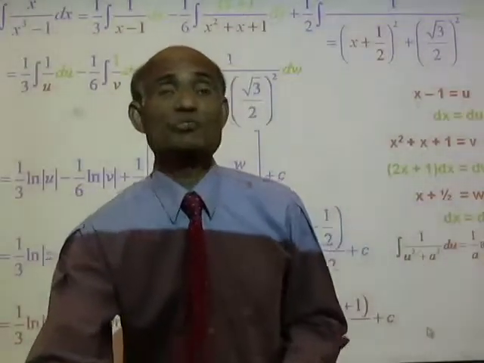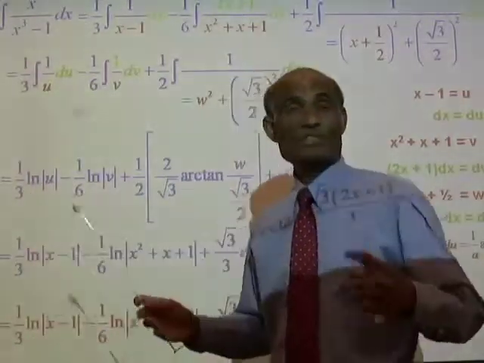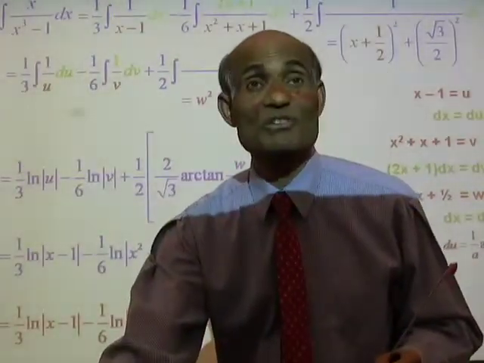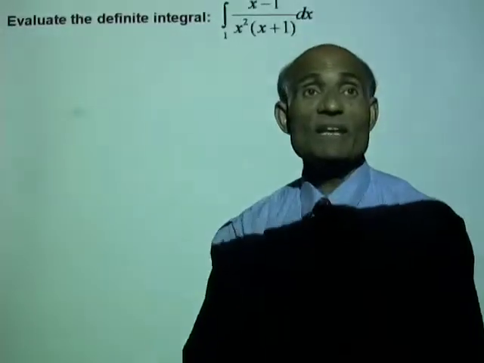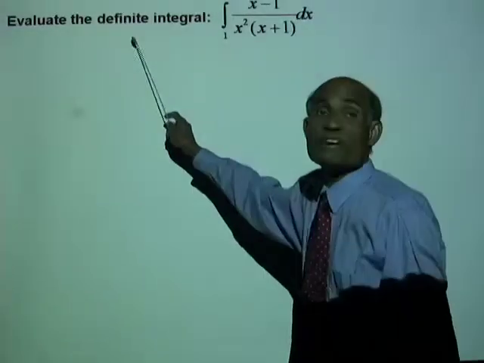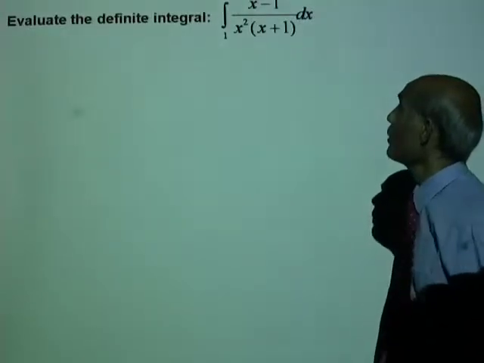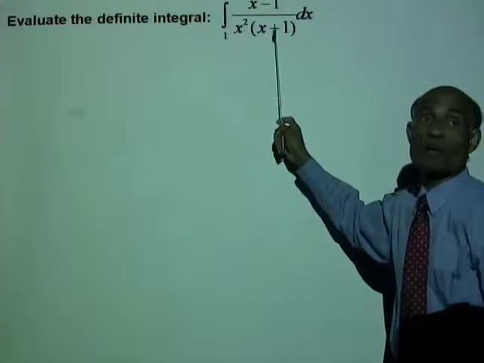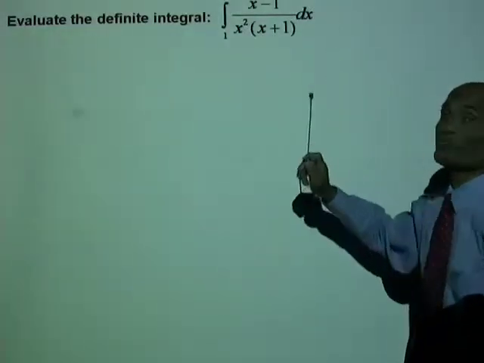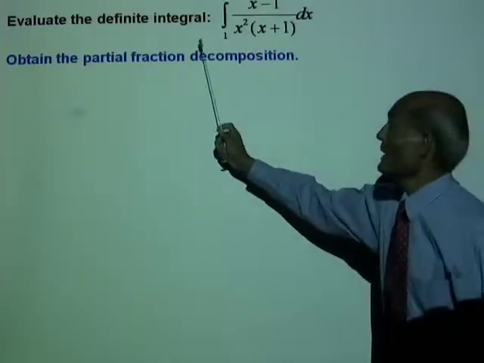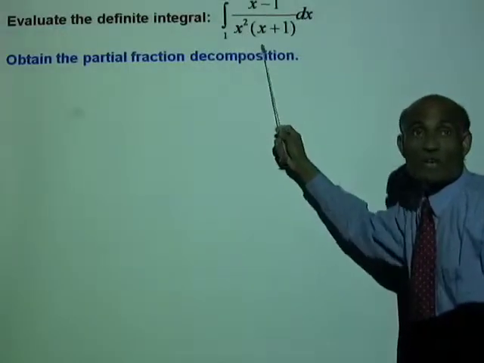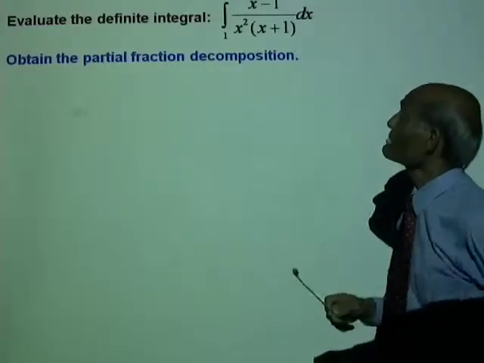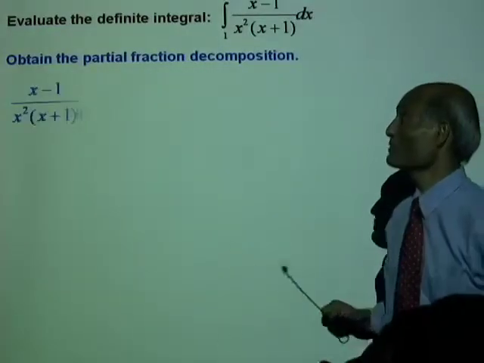Now this is an extremely important type because it involves a lot of these skills, and it is nice that you practice this. Now finally, let's try this. Evaluate the definite integral, integral from 1 to 5 of (x minus 1) over (x squared plus x plus 1) dx. Well, let's take the quantity for integration and obtain the partial fraction decomposition.